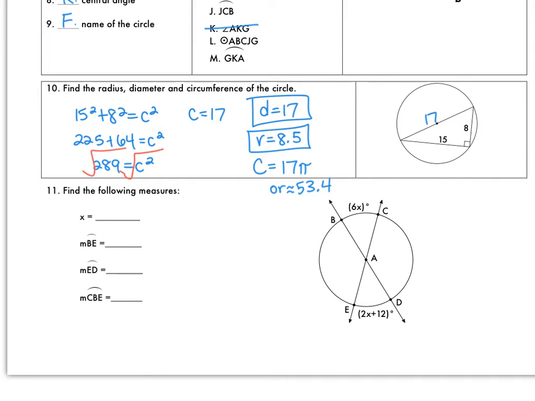And notice that we've got lines BD and CE, okay? And since they go through the circle, we know that CE is a diameter and BD is a diameter. But the most important thing here is that because we have two lines that intersect, we've got vertical angles that are formed. So that means that these two angle measures, these two arc measures, are equal. So we know that 6x is equal to 2x plus 12.